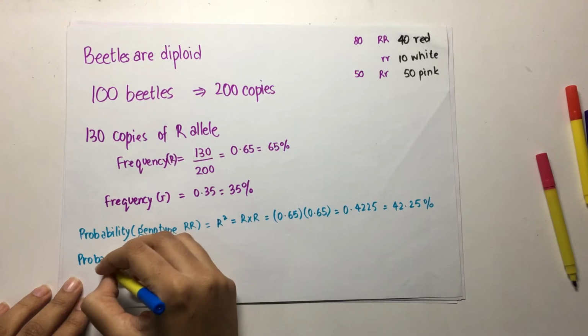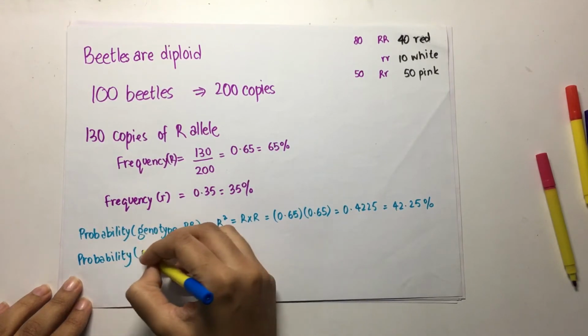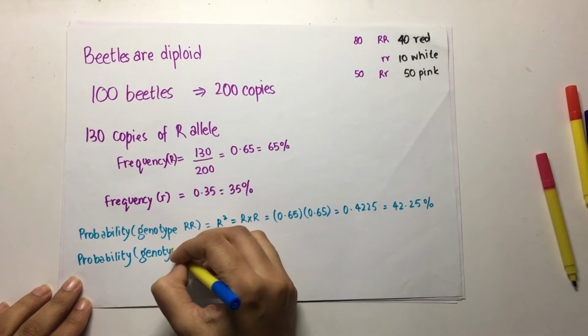Next is the probability for genotype small r small r.